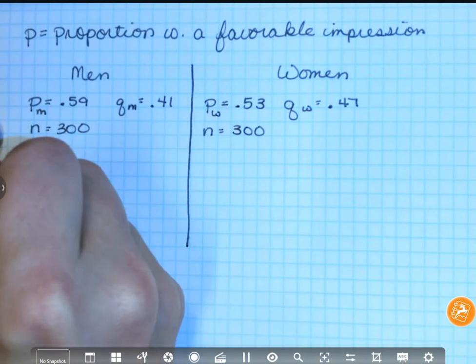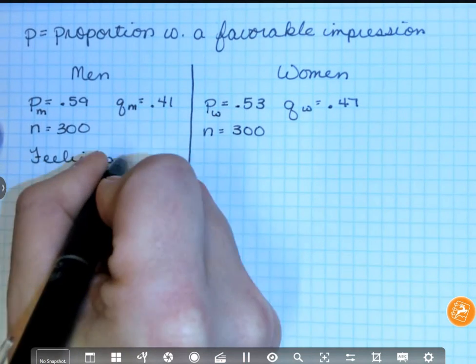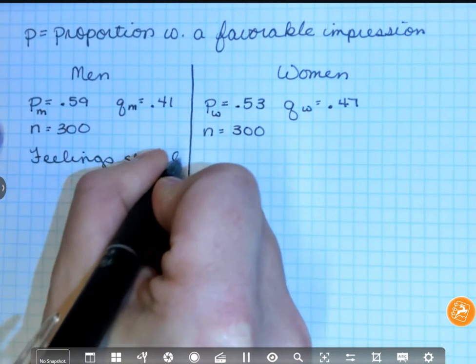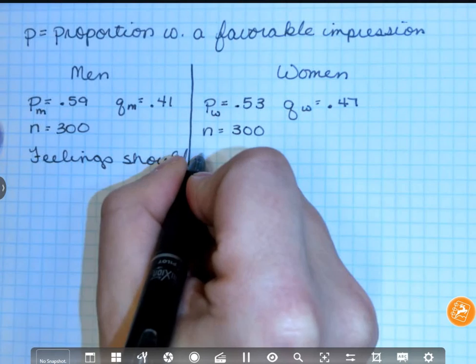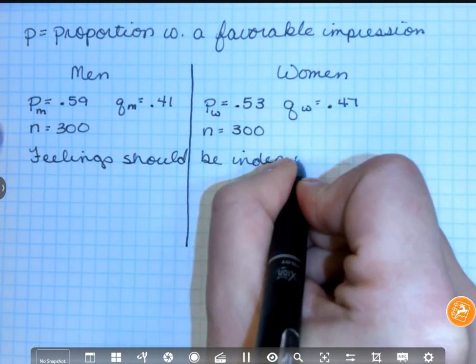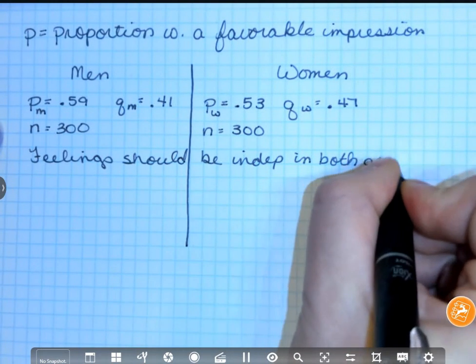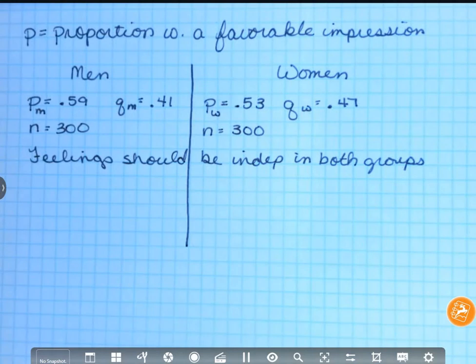I'm just going to say feelings should be independent. And I'm going to do it across both. I'm going to say in both groups, because that'll cover it for both of them. In both groups, the feelings should be independent. What else do I need?